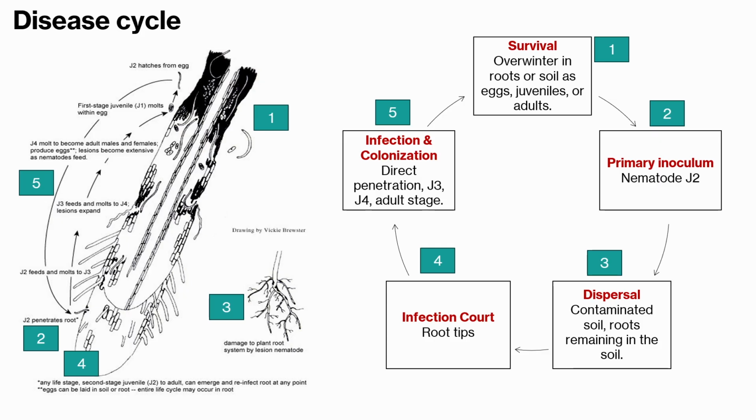So let's talk about the disease cycle. In this figure, we can see the life cycle of the nematode, but we can use this information to do our diagram of disease cycle. So let's start with survival. This nematode overwinter in roots or soil as eggs. Some others also mention juveniles or adults. The primary inoculum are the nematodes J2.